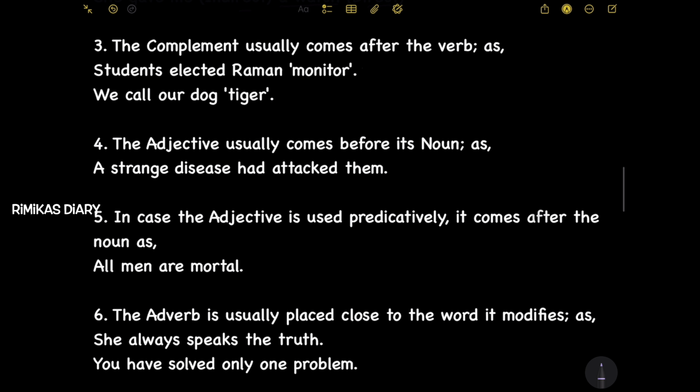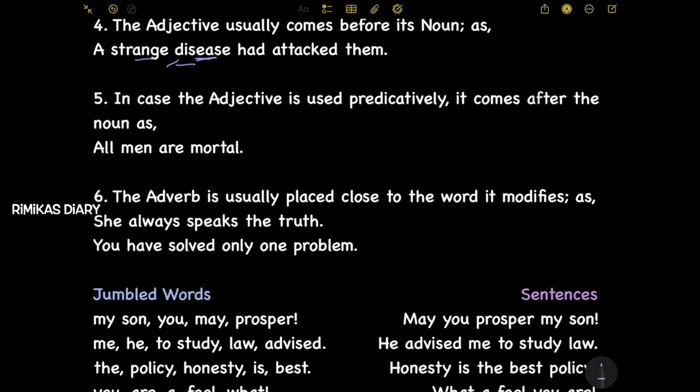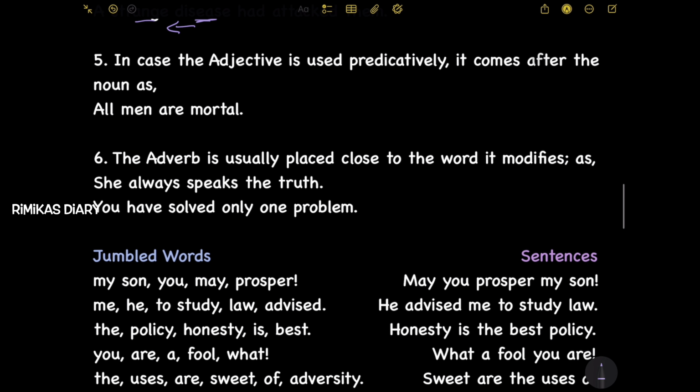The complement usually comes after the verb. As, students elected Raman monitor, we call our dog Tiger. The adjective usually comes before its noun. As, a strange disease has attacked them. So the adjective usually comes before its noun. So here the noun is disease and the adjective came before the noun.